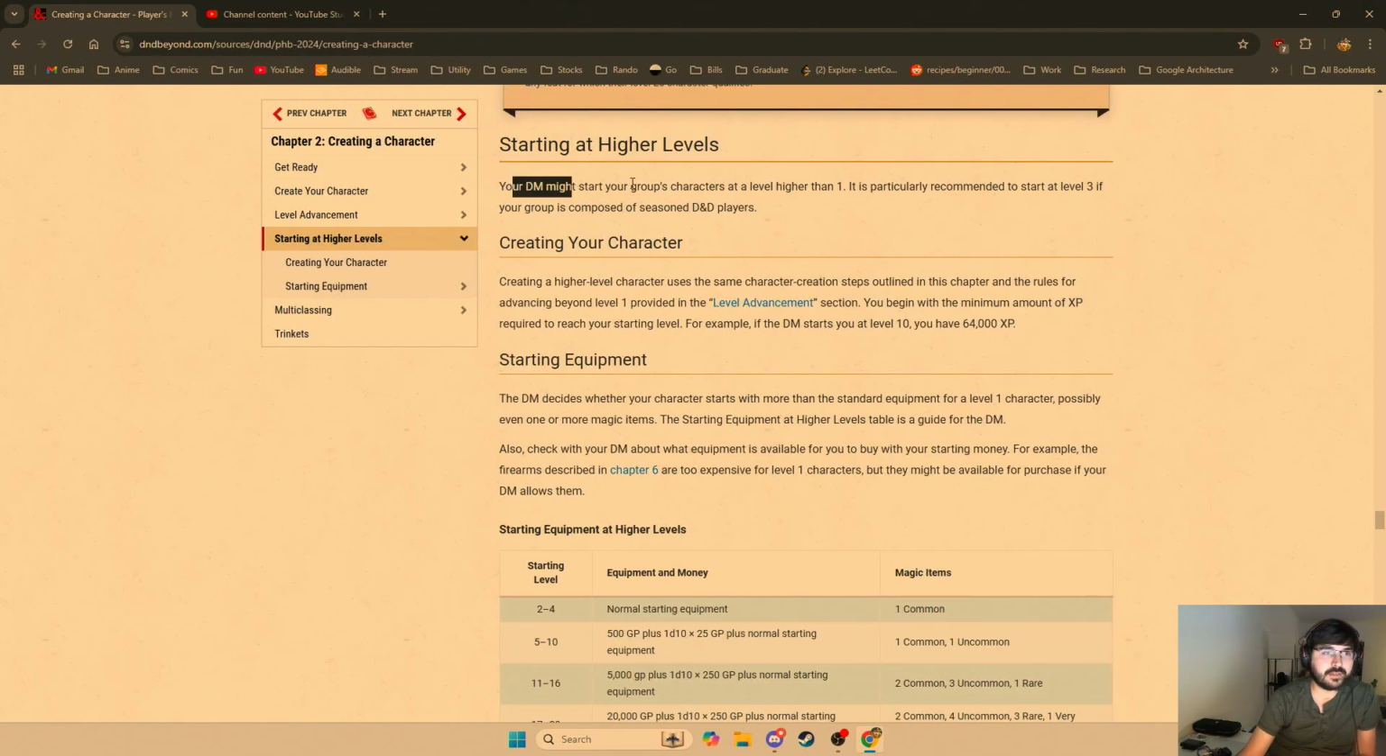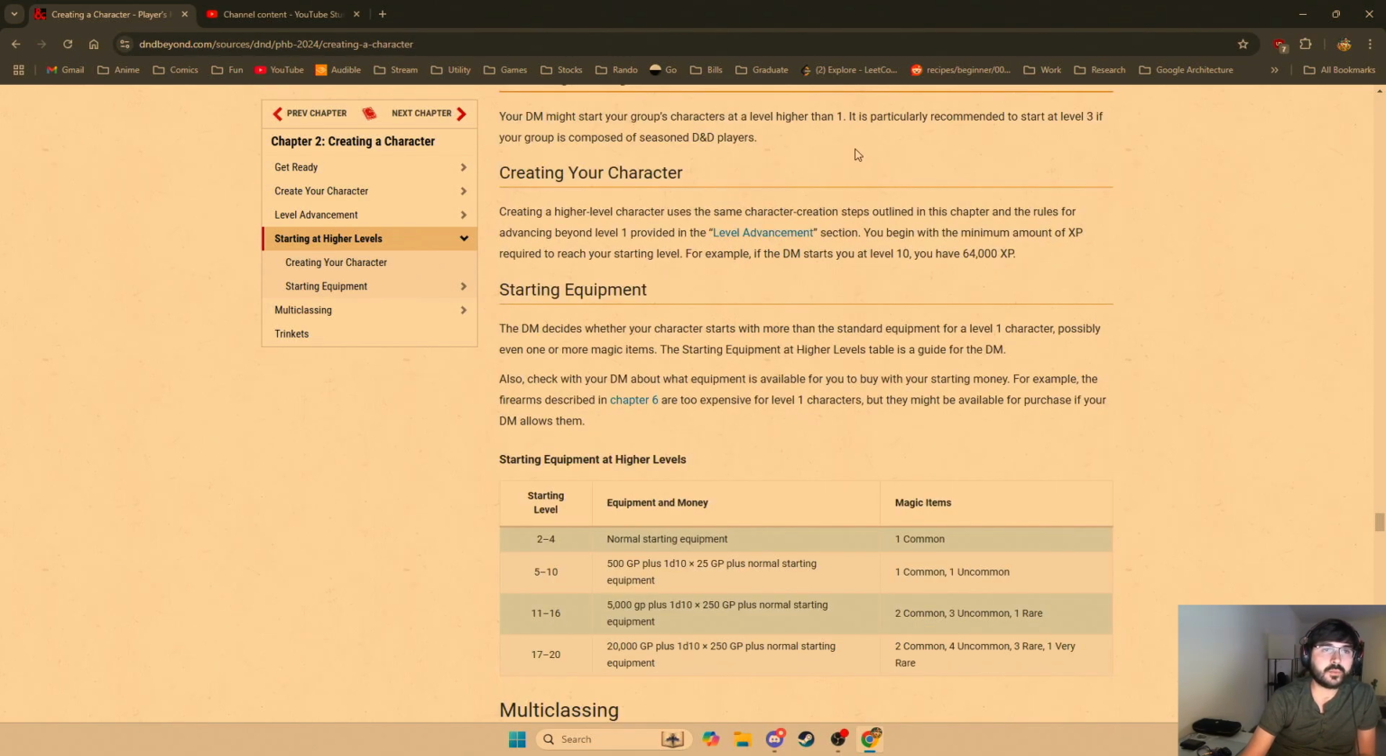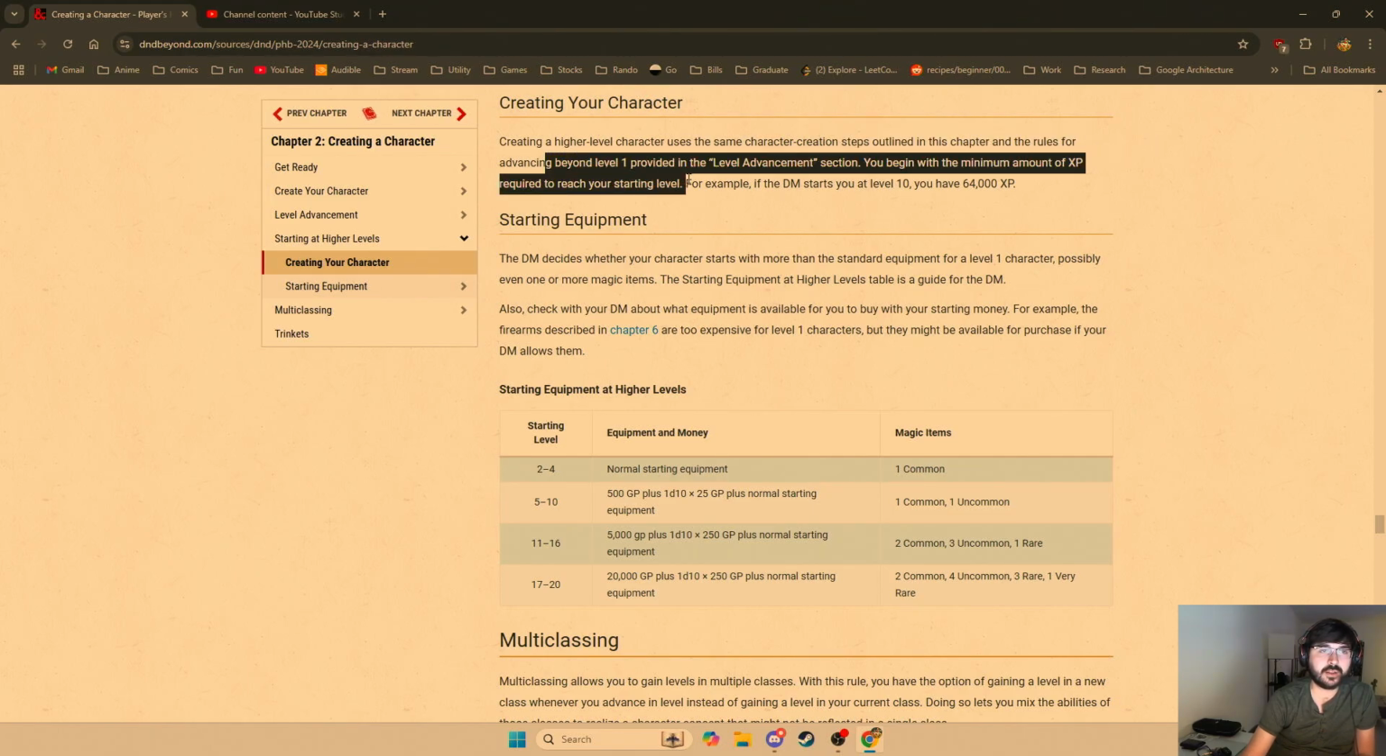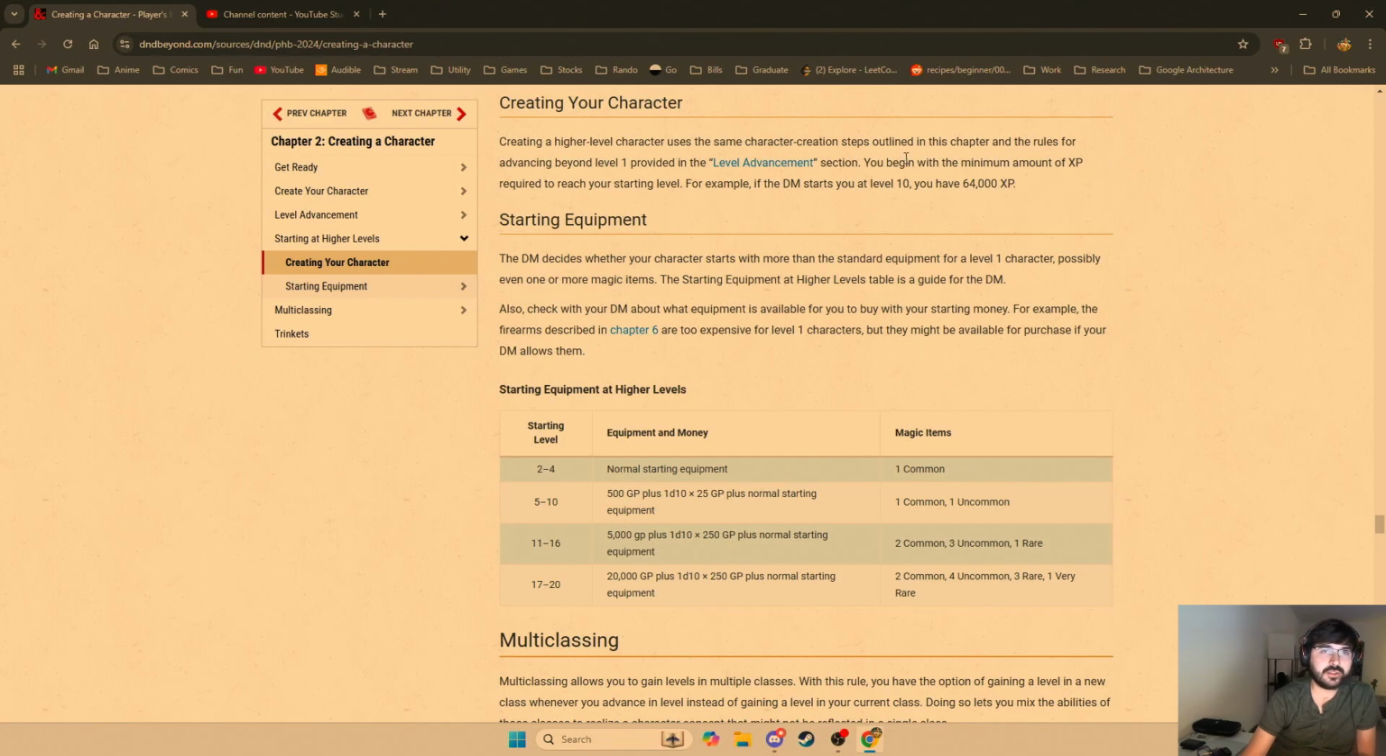Starting at higher level, that was something we talked about. Like you can do point buy or be a group of seasoned adventurers and so on. Normally, you only do this if people have played a couple campaigns or a lot of one shots. It's not the best to start rookies out with the higher level. Creating your character: creating a high level character uses the same character creation steps outlined in the rules for beyond level 1. Yeah, so they just award you a certain amount of XP and a certain amount of point buy, and you just work up from there.